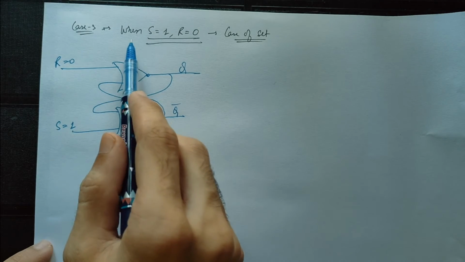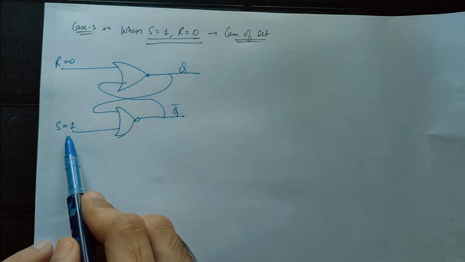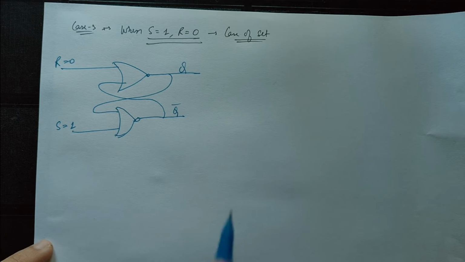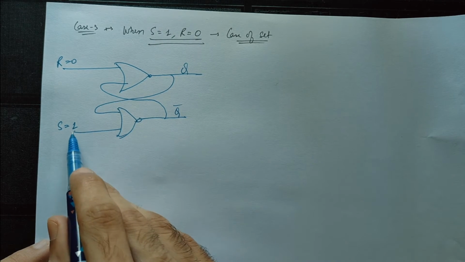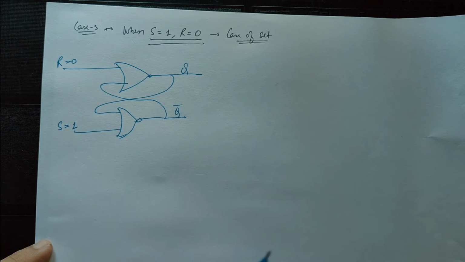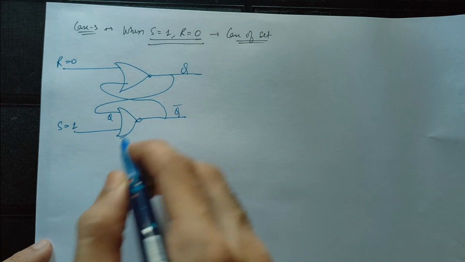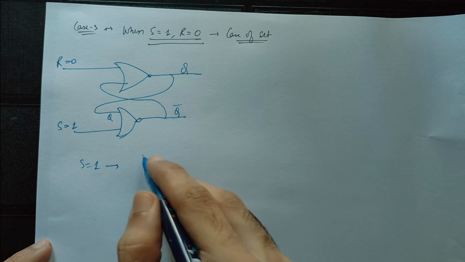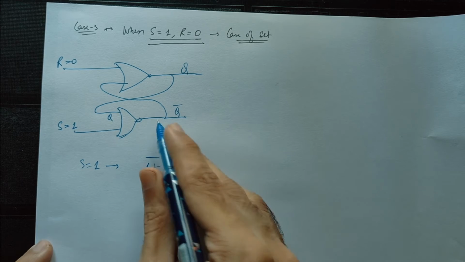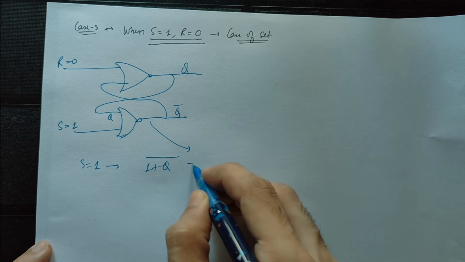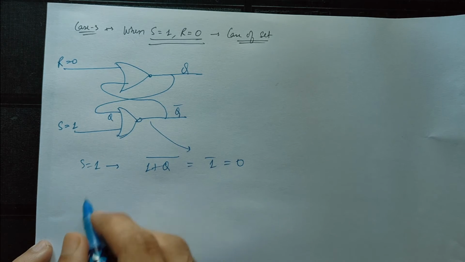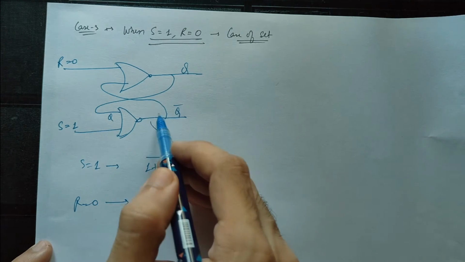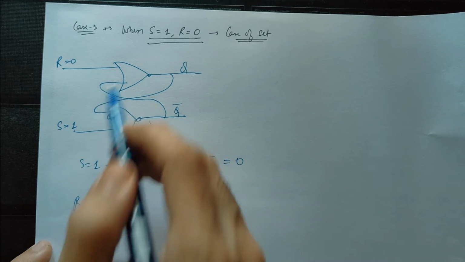See here, in case 3, when S is 1 and R is 0, it is the case of set. I have told in the previous case, whenever one of the inputs of the NOR gate is high, then the output is always low. So here we will be having Q. S equals 1 will lead to output as (1 + Q) bar, which is 1 bar, which equals 0. Now R equals 0 implies that we are getting here 0 or Q bar.